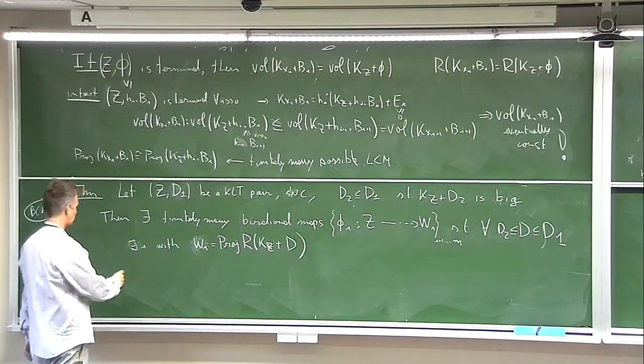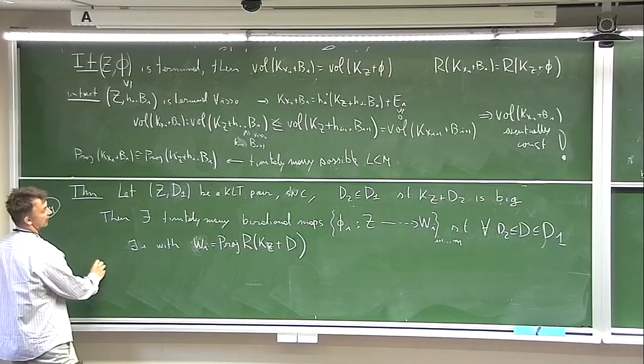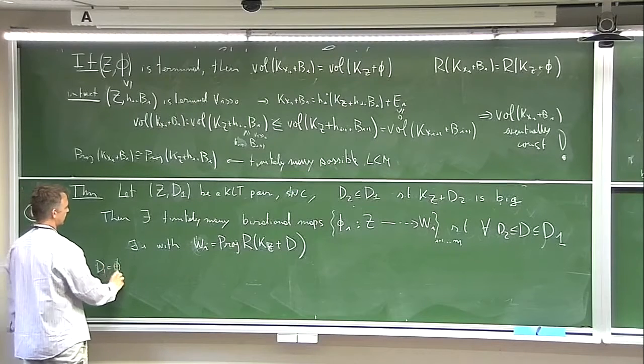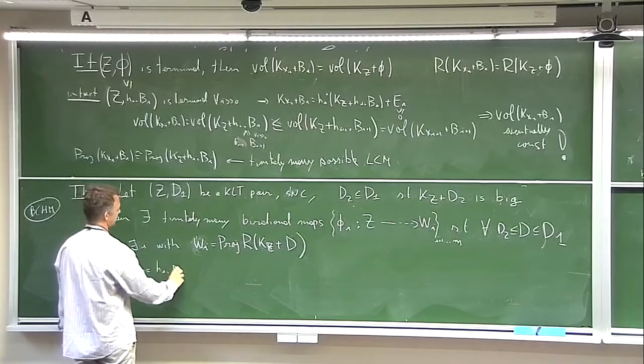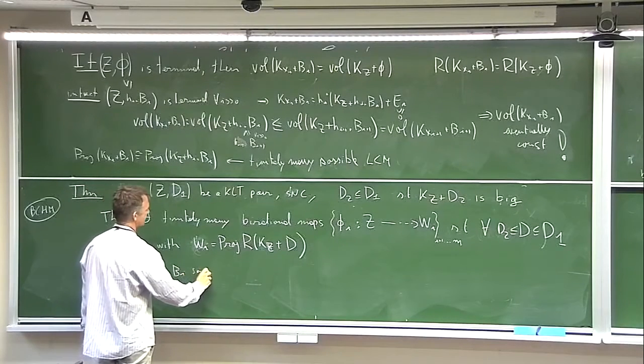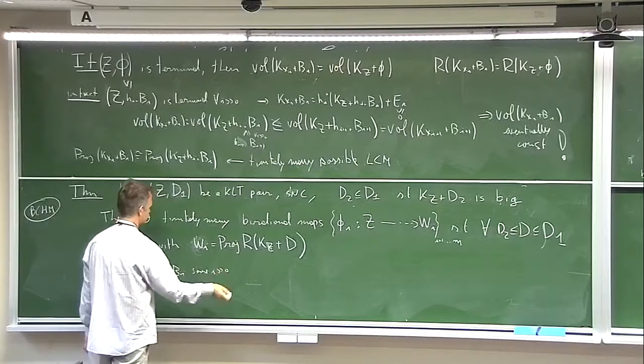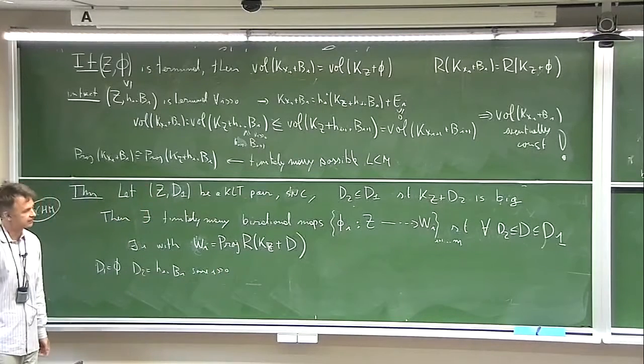So essentially we apply it with D1 equals phi and D2 will be H_i log star of B_i for some sufficiently big i. That's how you apply it directly.